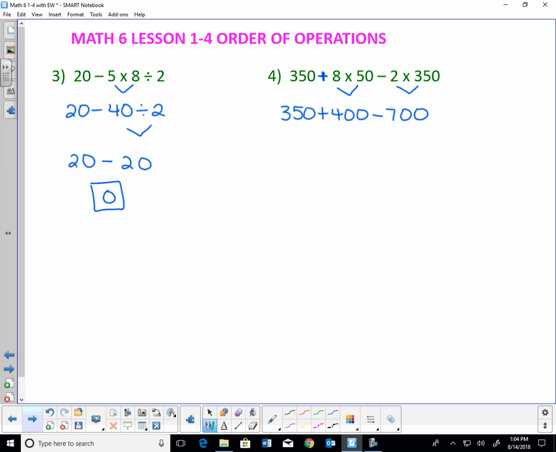If you have to do your multiplication off to the side, be my guest and do it neatly off to the side. I could have done here 350 times 2, just like that. Neatly off to the side is perfectly fine if you're not really good with multiplying mentally in your head. Now if I look at this, I'm going to do addition and subtraction from left to right. So 350 plus 400 is 750. Subtract 700. My final answer then is 50.